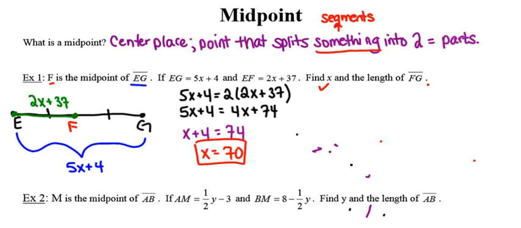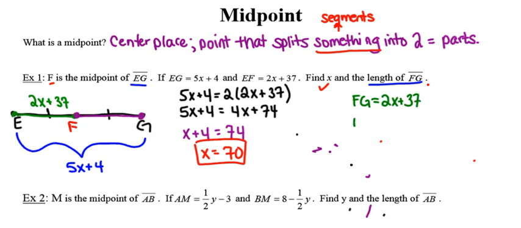So I've now completed the first task that was required of me in that problem, and that was to find x. The second task that I set out to do was to find the length of line segment FG. So if I go ahead and look at the picture, FG is that purple segment right there, and its length is equal to the length of the green one. So if the green one measures 2x plus 37, the distance between points F and G must also be 2x plus 37.